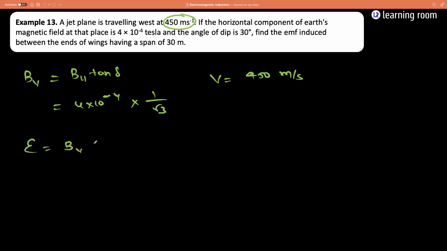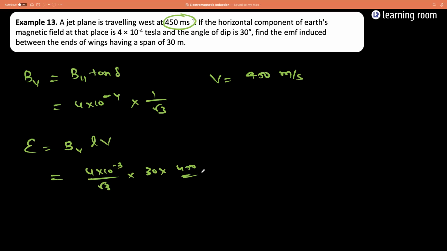So EMF will be equal to B vertical into L into V. So B vertical is how much? 4 into 10 power minus 3 divided by root 3, into L is 30, into V is 450. So if you calculate this value, that is going to be the required answer. Okay, the calculation part, as I told you, I'm giving it to you.